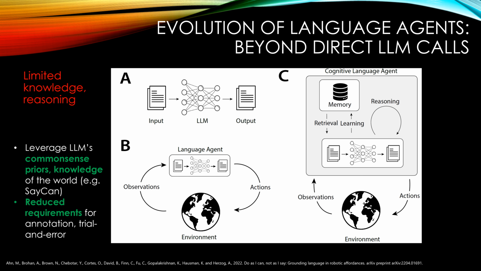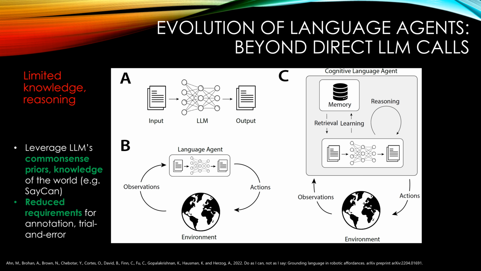Soon, researchers figured out that instead of having to label task-specific knowledge to train their model, they can obtain task-specific info from LLMs, as the latter have strong common sense priors and semantic knowledge of the world. This leads to early language agents in Figure B, where LLMs are interfaced to external environments to perform tasks.